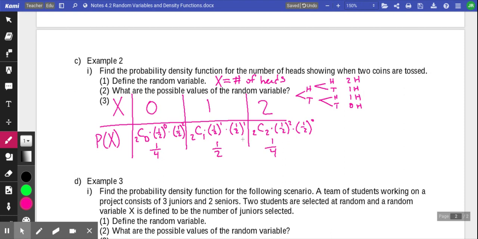So 1/4 plus 1/4 plus 1/2, yes, that does add up to 1. So that's a good indicator that we have our probability density function correct.